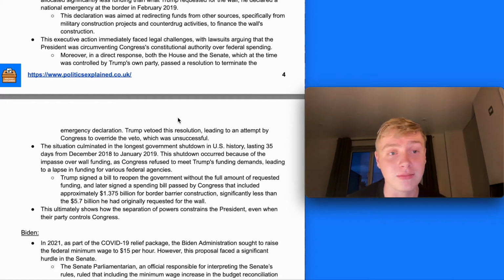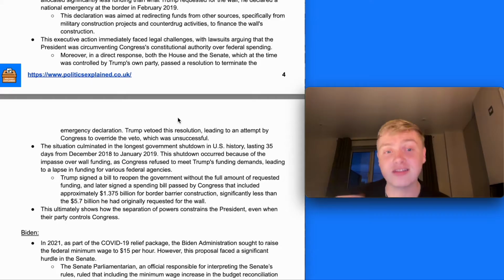The executive action immediately faced legal challenges, with lawsuits arguing that the president was circumventing Congress's constitutional authority over federal spending. Moreover, in a direct response, both the House and Senate, which at the time was controlled by the Republicans, passed a resolution to terminate the emergency declaration. Trump vetoed the resolution, leading to an attempt by Congress to override the veto, which was unsuccessful.